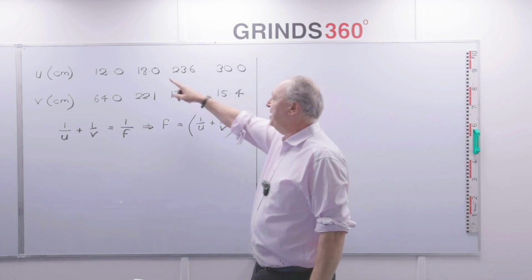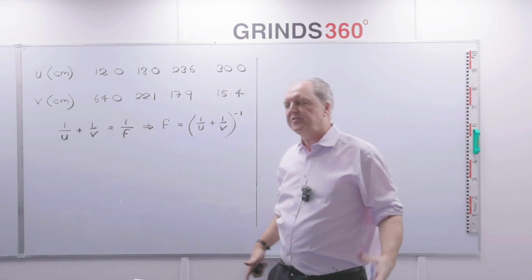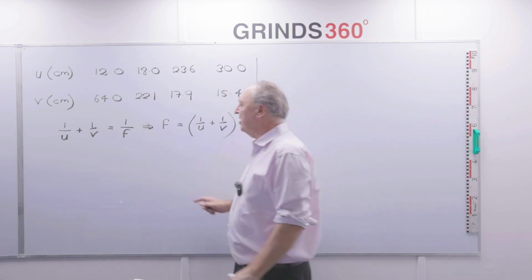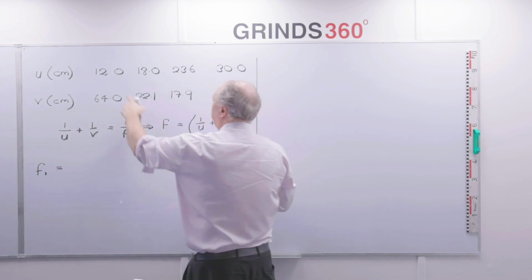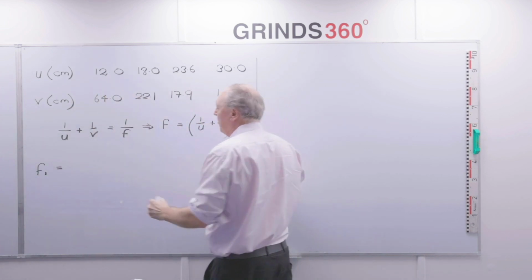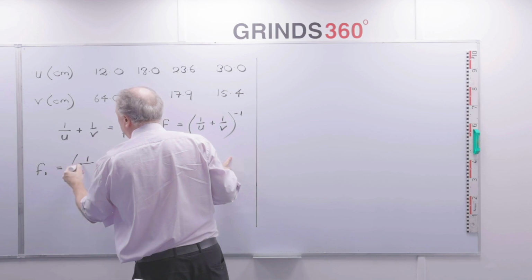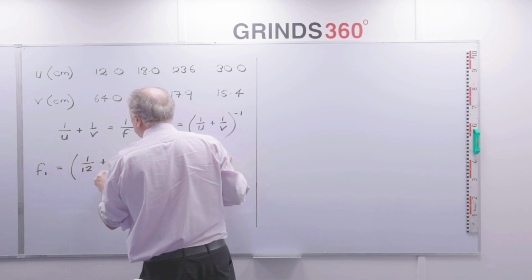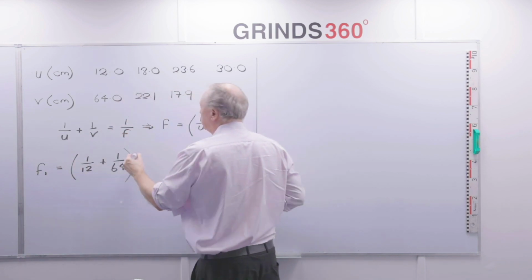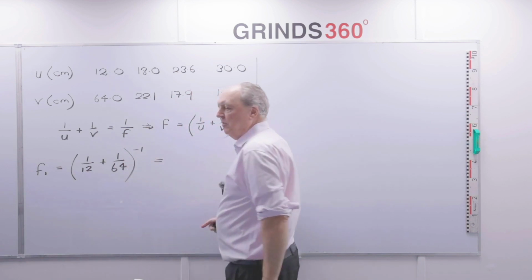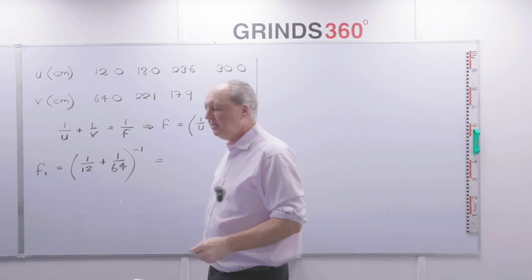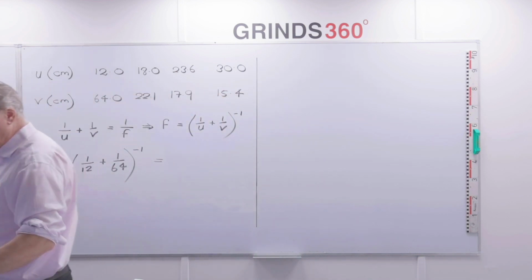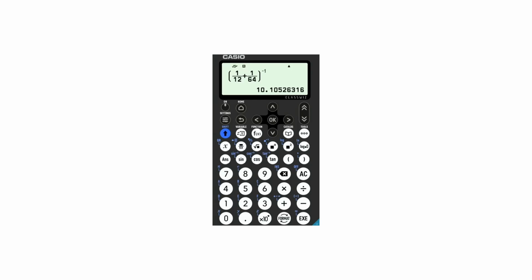So I'm going to use each pair of values to find my different focal lengths. So I'm going to find f1. I'm going to replace u by 12 and v by 64. So I get 1 over 12 plus 1 over 64, to the power of minus 1. Well, let me show you that first one. I'll just do the first one with you on the calculator, just to show you the technique. We're going over to our board here. I want to get my calculator.